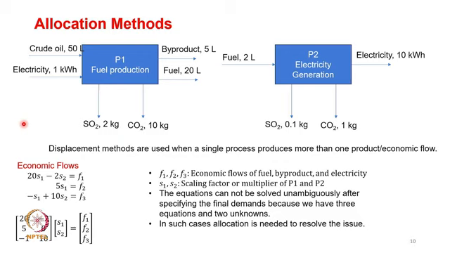Okay, so now we may have to do certain allocation. We have learned about allocation in the previous session. I'll tell you, we'll look at the cases again. So look at a case of the same. We have 50 liters of crude oil going inside, and 1 kilowatt hour of electricity is also fed in. This would result in 20 liters of fuel and a byproduct worth 5 liters.